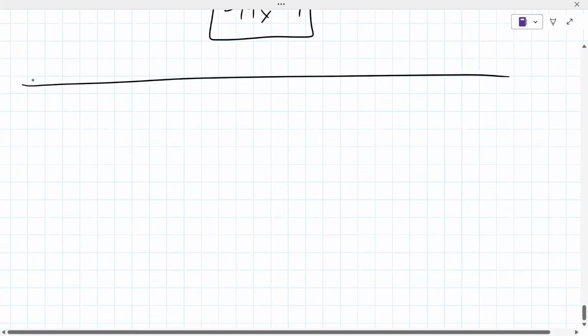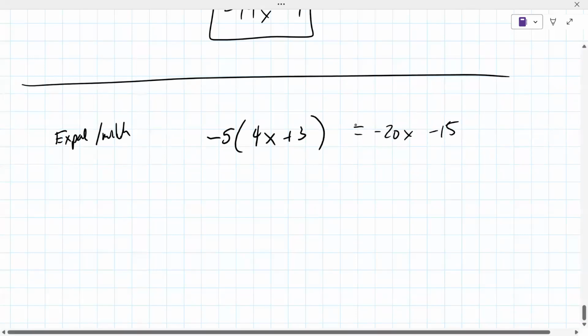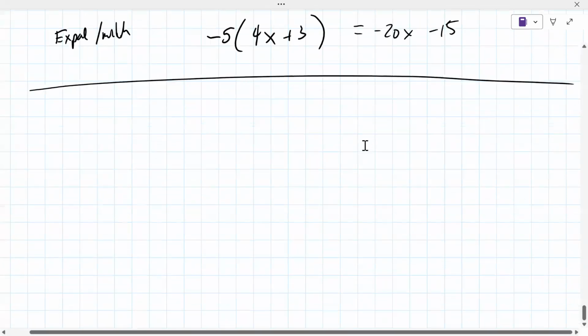Okay. So this really should say expand or multiply. It's like number 22. It'd be negative 5 times (4x plus 3), that's in parentheses. Any idea how to reduce that? Yes. Negative 20x minus 15. Very, very good.